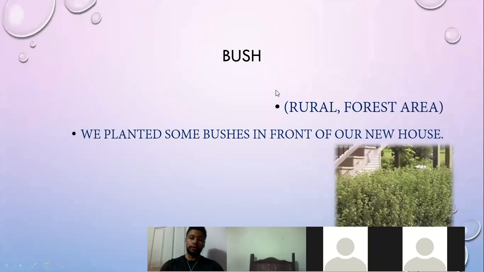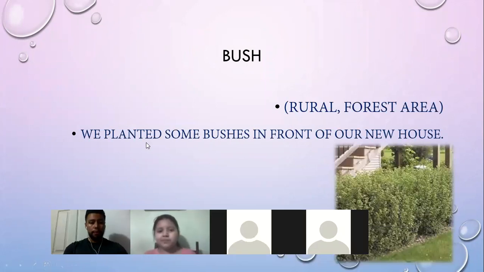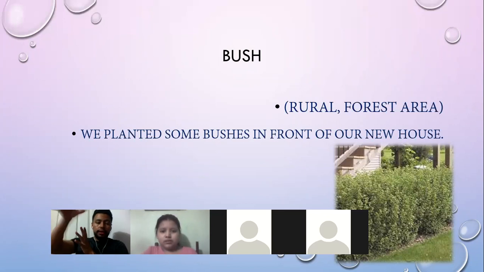All right, let's continue. Bush. Bush in this case is a rural forest area, specifically for plants. Here's my example. We planted some bushes in front of our new house. So this is your house, but outside of your house, you have planted some of these bushes, right? In Spanish, it would be like arbustos, right? Bushes. That is the correct word.